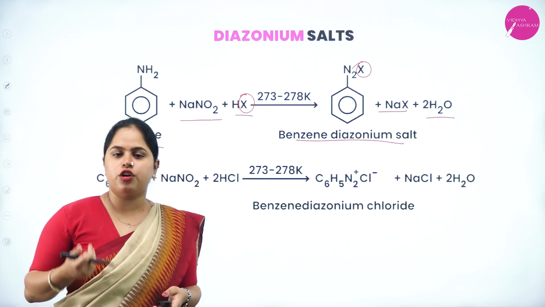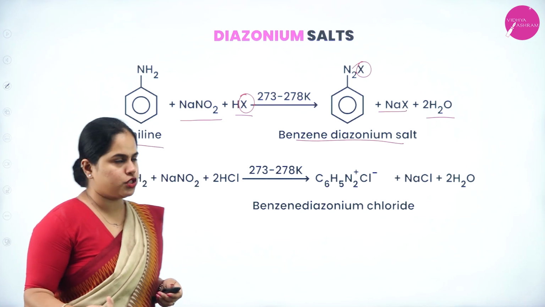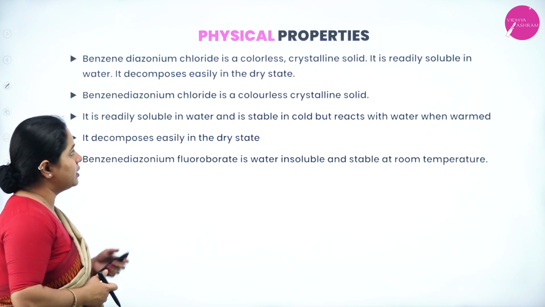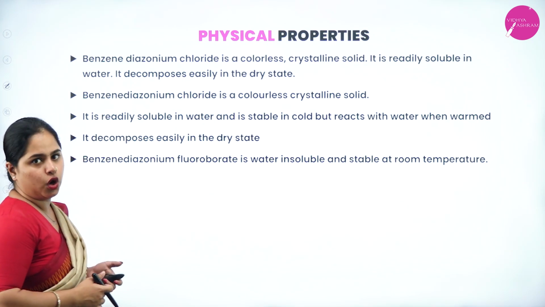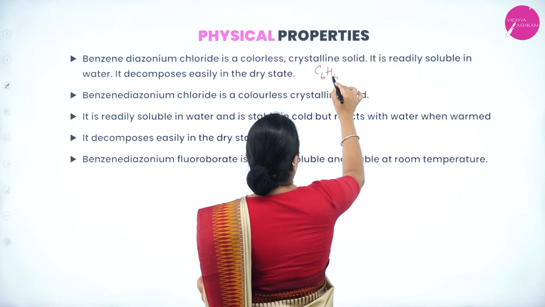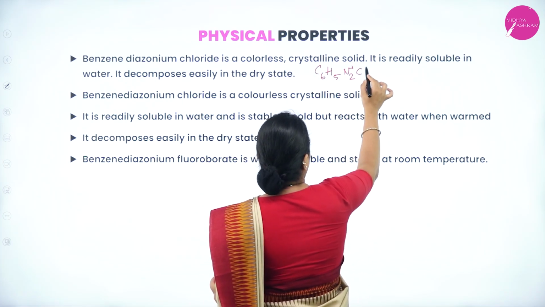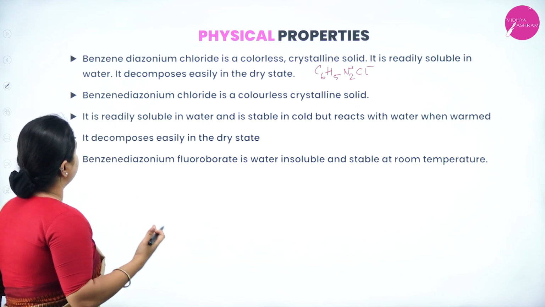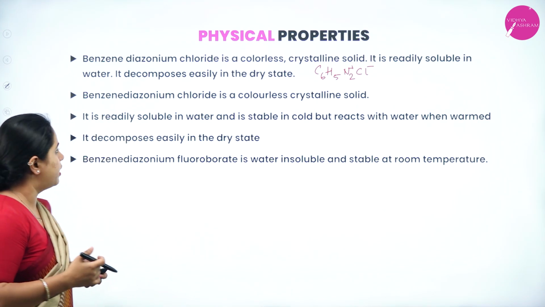So this is the method of preparation of diazonium salt. Right. Now let's move on to the physical properties. Benzene diazonium chloride is a colorless crystalline solid. Benzene diazonium chloride we are talking about, that is C6H5N2+ Cl-. The halogen we are using here is chloride. It is readily soluble in water. It decomposes easily in the dry state.